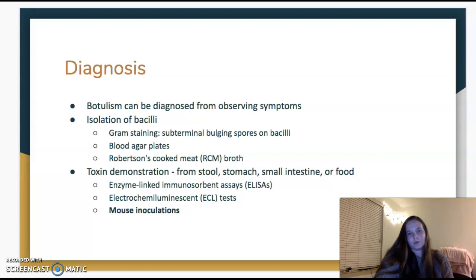Generally, you're going to see mouse inoculations where they inject the mice with the serum that's produced from the stool or stomach or whatever. And then the mouse will show paralysis within 48 hours. Enzyme-linked immunosorbent assays and electrochemiluminescent tests are in the process, but they're not yet approved, and you're not really going to see them.